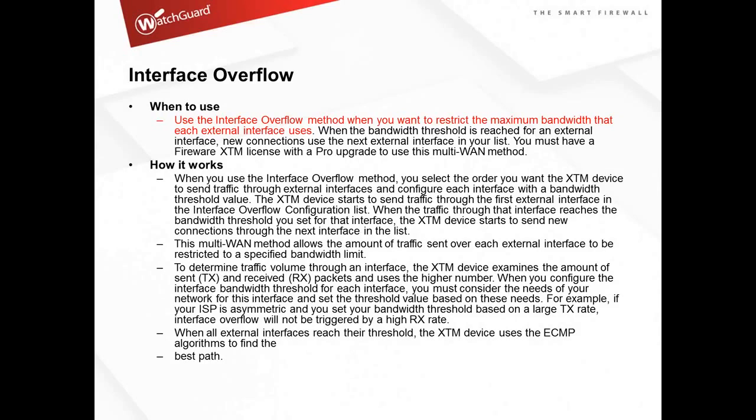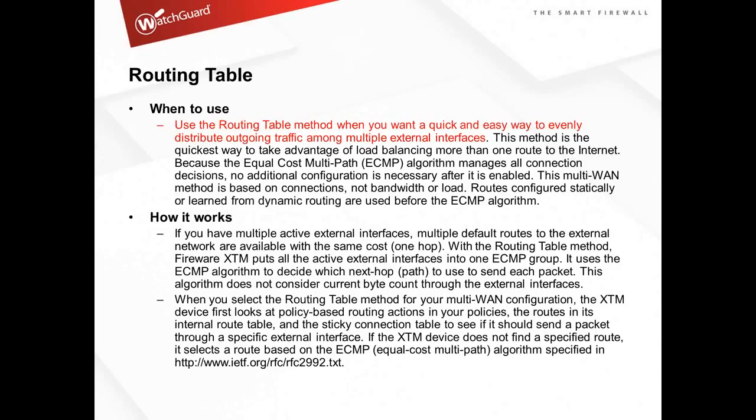Interface overflow, so when to use. This is perfect for cases where maybe you only have a cap on one line and, once the bandwidth at any given point reaches that threshold, you want to spill that traffic over onto your secondary interface. So you would use this method when you want to restrict the maximum bandwidth that each external interface uses, and then when the threshold is reached, new connections use the next external interface in your list, or the secondary. And again, with that, you must have a Pro upgrade to be able to use that license.